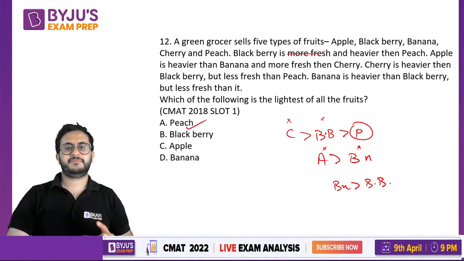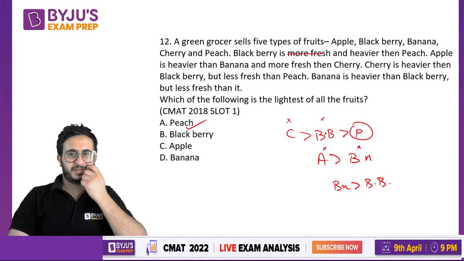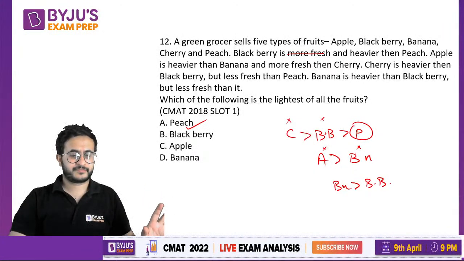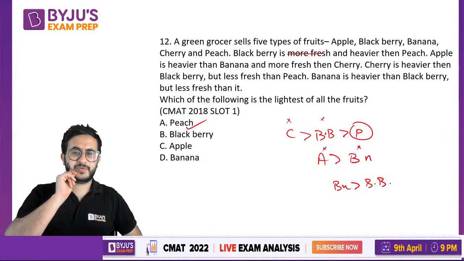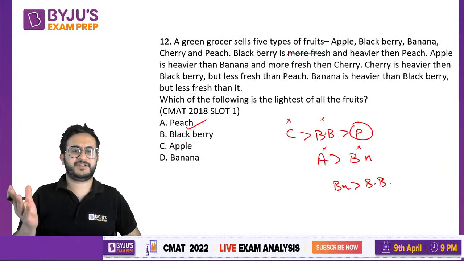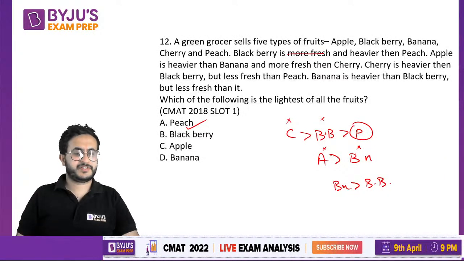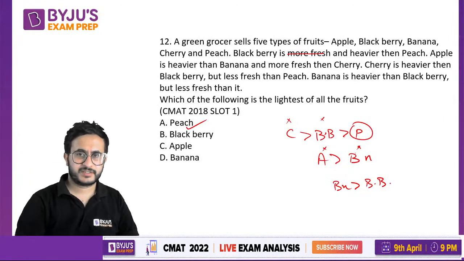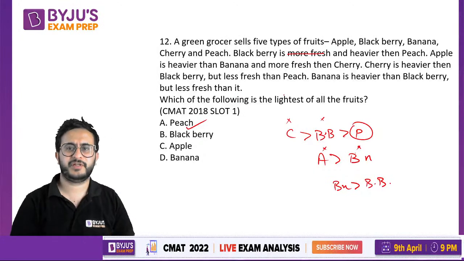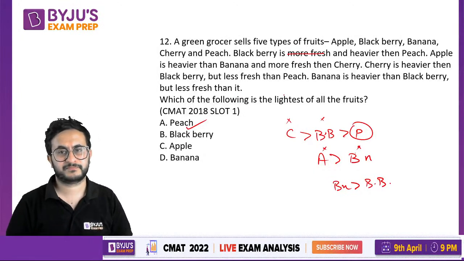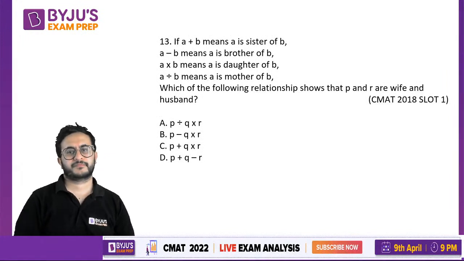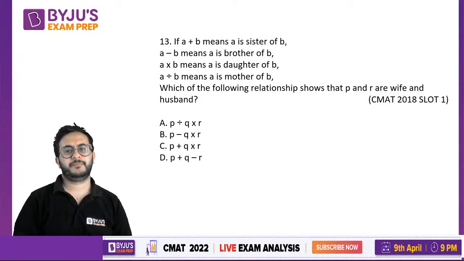Sometimes you get questions with additional information which is not even required, like this question. Some people will start making it for fresh also. They have not asked about which is the fresh fruit. They have just asked the lightest fruit. So just consider this heaviness. Don't worry about the freshness of fruits. This is coded blood relation.